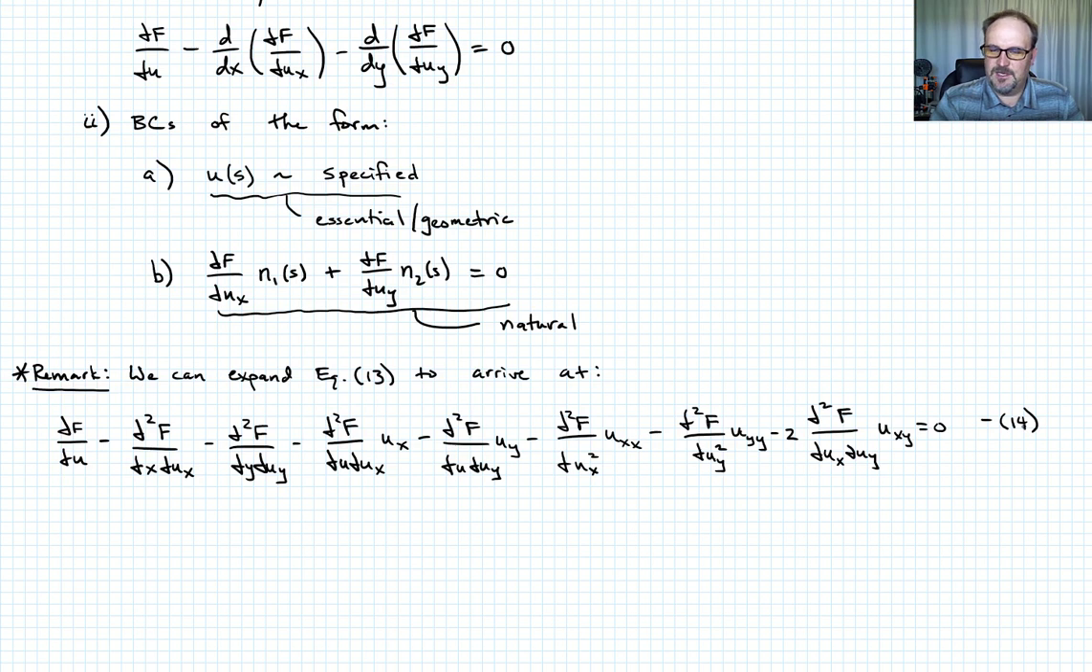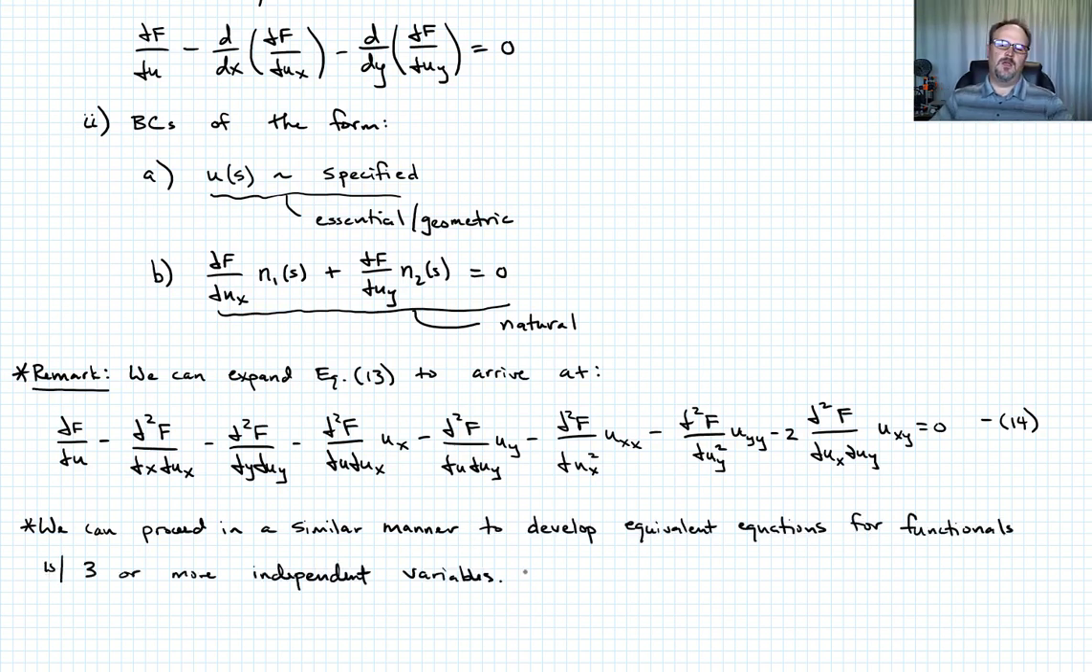I just did this for only 2 independent variables, but the procedure could be applied for 3 or more independent variables. It goes on the same. We could proceed in a similar manner to develop equivalent equations for functionals with 3 or more independent variables. And so we've tied a bow around this topic. You now have the tools to develop the necessary extremizing equations that u needs to satisfy for these functionals with multiple independent variables.